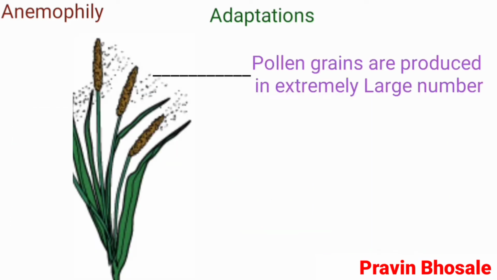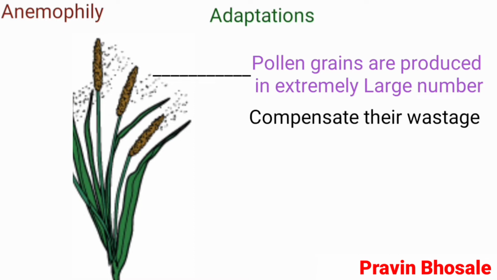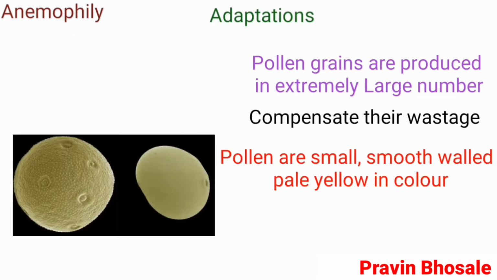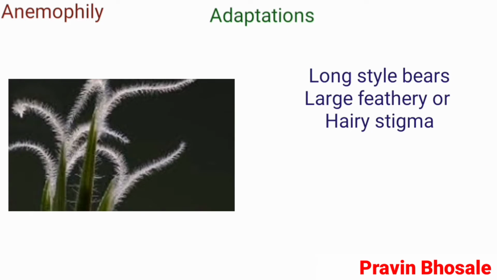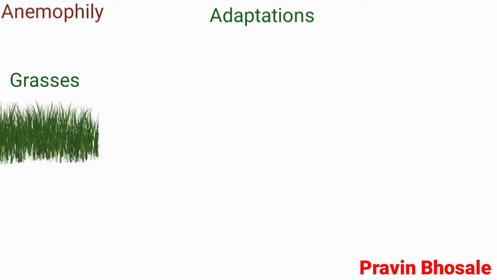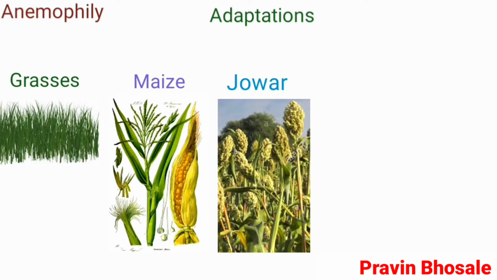Pollen grains are produced in extremely large numbers to compensate for their wastage. These are small, smooth-walled, pale yellow in color and light in weight. Long style bears large feathery or hairy stigma to trap pollen grains. Examples: grasses, maize, jowar, sugarcane.